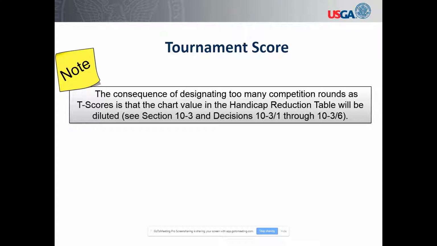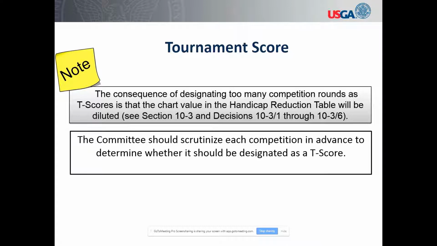That's why we want there to be a proper amount of tournament scores, really to those events that properly deserve it. Keep in mind that a tournament score should be a competition where there's a lot on the line. You know, there's a heightened sense of competitiveness, that you're under added pressure because this is your major. That's how you should look at it, and only your majors should be the ones that have that T-score designation, not something that you play on a regular basis.